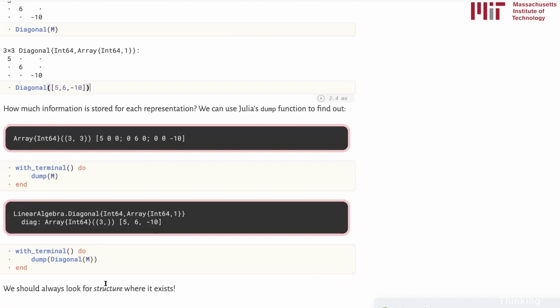Okay, so at the risk of repeating the main message, always look for structure where it exists. If it comes pre-built in Julia, like diagonal matrices, then use it. If this is a structure that's not already readily available in Julia, build it yourself. You don't have to ask for permission. That's another main message. Let's just go ahead and do it.